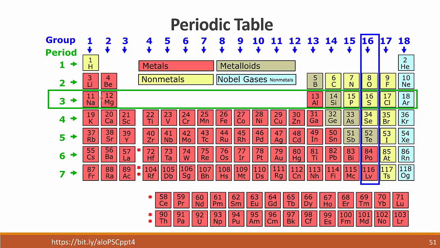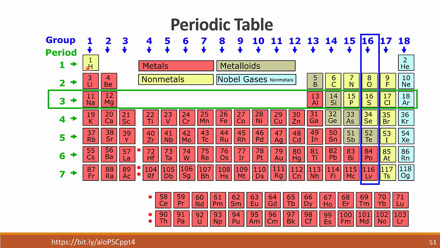Now, because they have the same number of valence electrons, these elements are going to have the same chemical properties. So group 1 elements are going to have the same chemical properties as each other. Group 2 elements are going to have the same chemical properties. Group 13 are going to have the same chemical properties, etc.